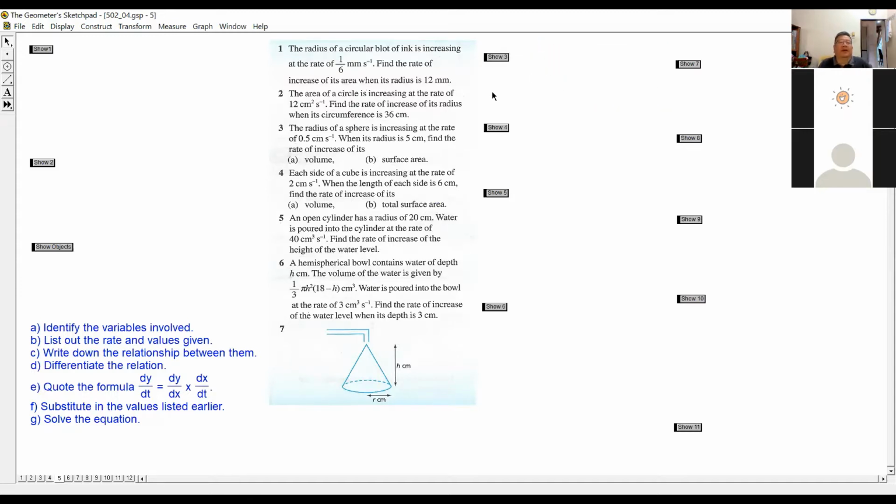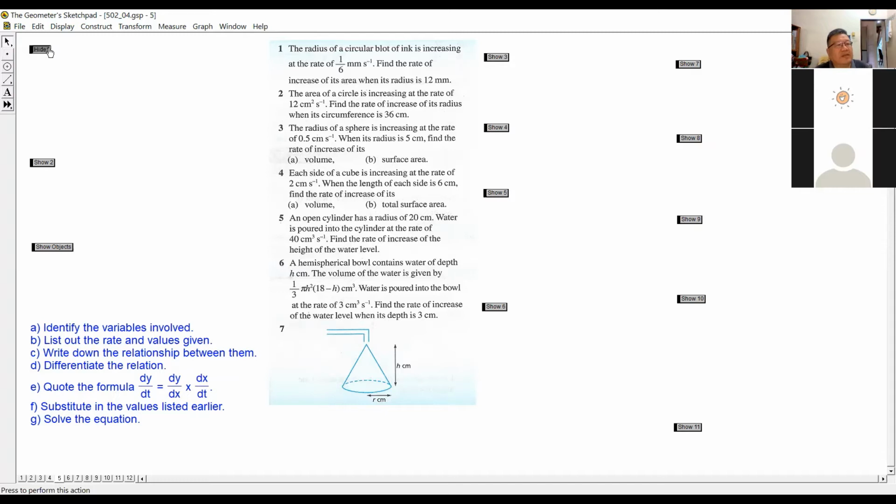Okay. Now, first of all, you should identify the variables involved in this question number 1. Can you tell me what the variables involved are? dA over dt. They ask you to find dA over dt. What is given to you? dr over dt. Correct. So if you can link these two quantities together using the chain rule, then you can solve the problem already. You can find everything that they ask you to find, right?